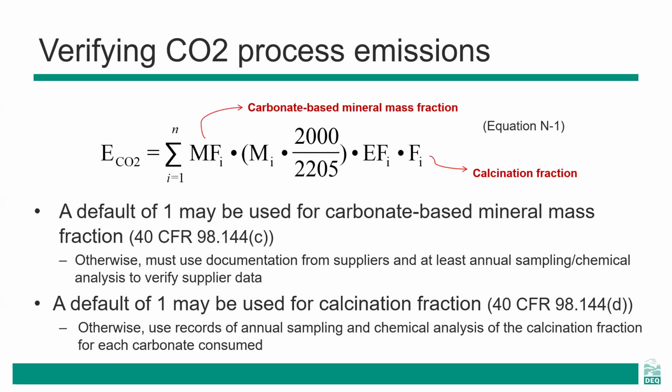There are a few specific things you'll need to check, including raw material inputs in the mass fraction and calcination test, if a default of 1 is not used for both mineral mass fraction and the calcination fraction. That means there is no testing requirement for this calculation methodology as long as both defaults of 1 are used in equation N1.